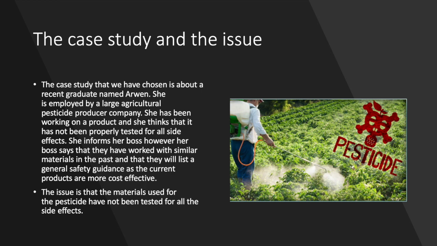The issue here is that the materials used for the pesticide may not have been properly tested and it may affect the health of the user's working environment. However, her boss says to use the materials anyway. The definition of an ethical issue is a problem or situation that requires a person or organization to choose between alternatives that must be evaluated as right or wrong.